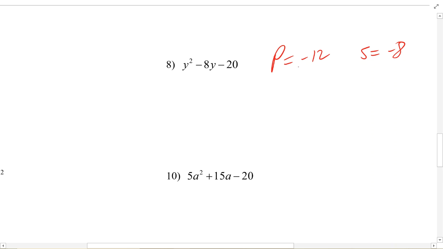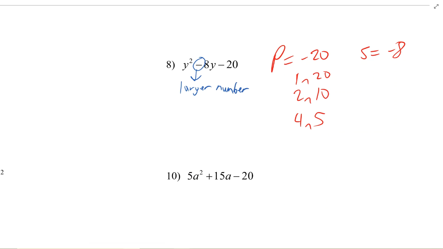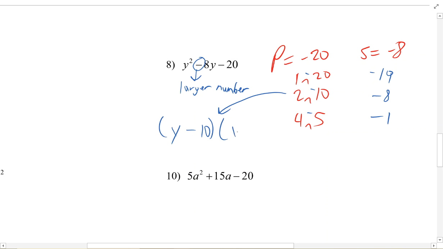-8 rather. So what multiplies to -20? 1 and 20, 2 and 10, 3 and, doesn't work, 4 and 5. 5 and, we're doubling up, so we stop. So now one of them has to be negative. And so what we're saying, because this is negative, this must be the larger number. Okay. So let's make the larger number negative. So negative, negative, negative, and we're looking at 19. This would be -8. This would be -1. And so this is the winner. We're going to get y minus 10 times y plus 2.